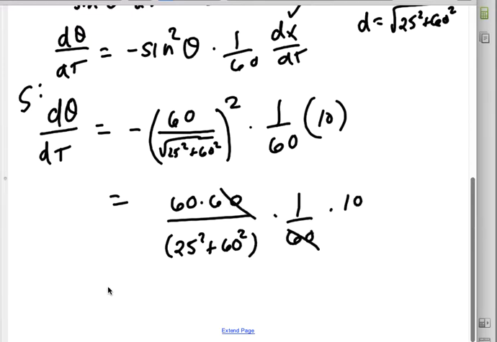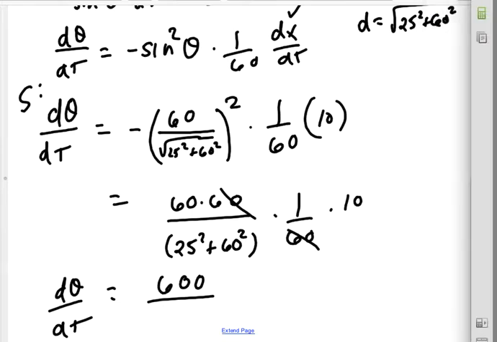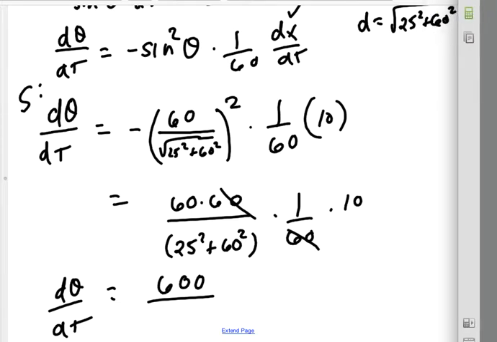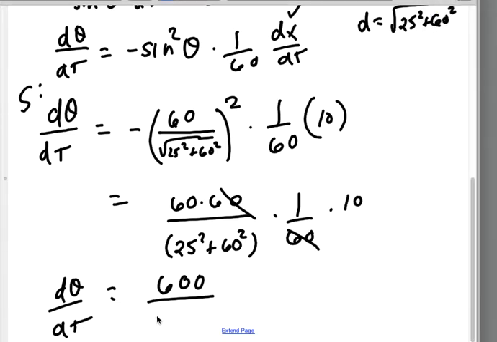Now, if you have a calculator, great. If you don't have a calculator, here's where you're at and you just deal with it, right? So d theta/dt, I seem to get a 600 on the top. On the bottom, I really don't feel like doing 25 squared and 60 squared in my head. 25 squared is definitely 625. 60 squared is definitely, oh, never mind, it's fine. 625.